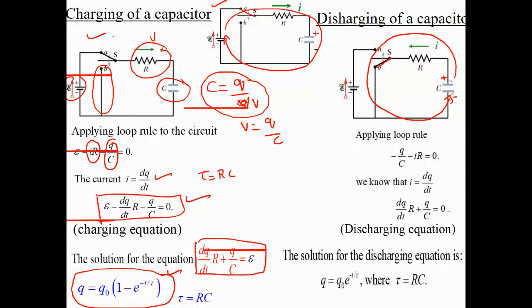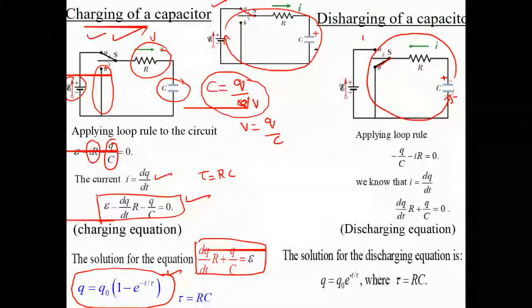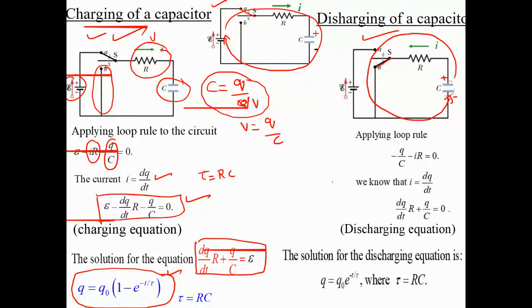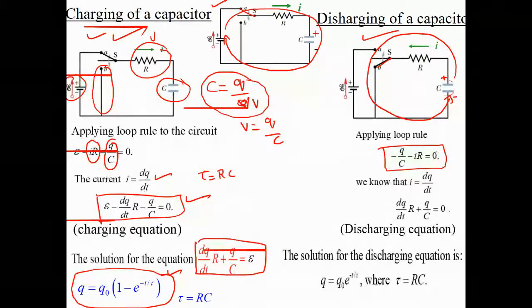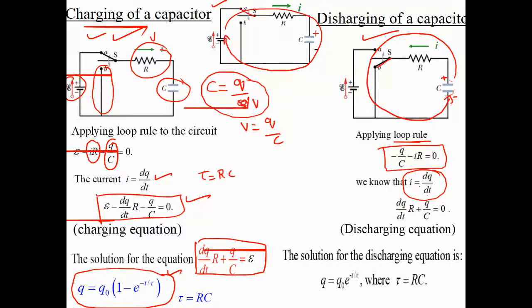Here you were storing charge in the capacitor, but now you are taking the charge from the capacitor. When you apply the loop rule, your equation will be like this, because this is the voltage drop across the capacitor, and the current flowing through the resistor, and the sum is equal to 0. You know the formula for the current: it is the charge over time. So you substitute this I here, and finally your equation will be in this form, and the solution for this equation is given here.